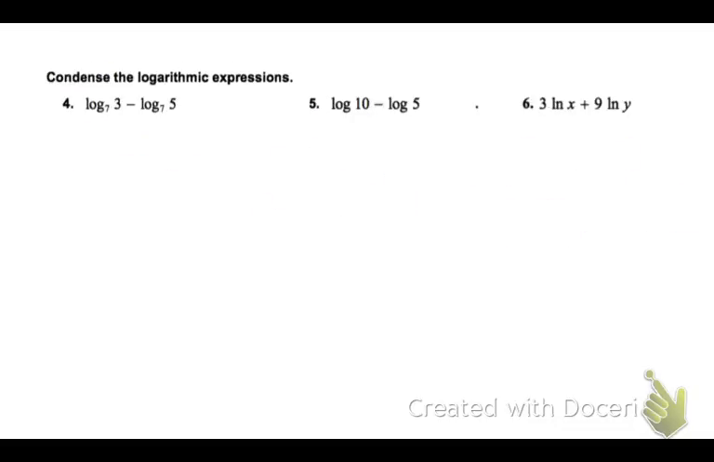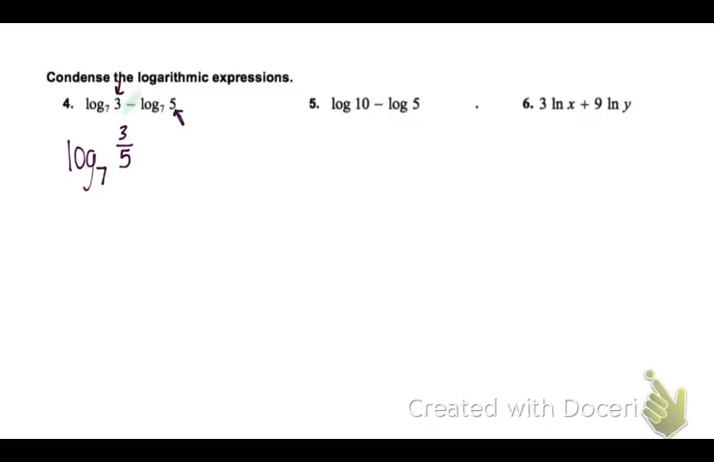Okay, now we're going to condense the logs. So since I have a subtraction sign going on with two logs, I know I can combine the insides using division. So I'm going to have log base 7 of 3 divided by 5. This first number always goes on the top. The second number always goes on the bottom.